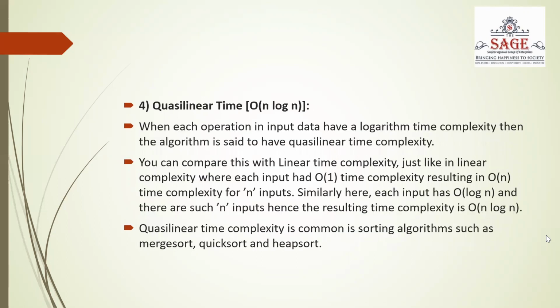Now the next is quasi-linear. When each operation on input data has a logarithmic time complexity, then the algorithm is said to have quasi-linear time complexity. You can compare this with linear time complexity, where each input had big O of 1 time complexity, resulting in big O of n for n inputs. Similarly, here each input has big O of log n, and there are n such inputs, so the resulting time complexity is big O of n log n. Examples of this type of complexity are sorting algorithms such as merge sort, quick sort, and heap sort.